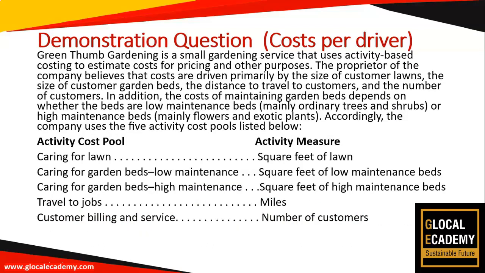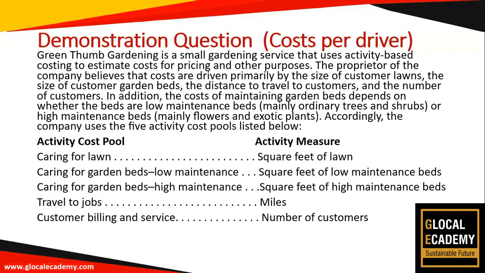Now this is the demonstration question we are doing now. In this question, there is a company called Green Thumb, a small gardening service that uses activity-based costing to estimate cost for pricing and other purposes. The proprietor of the company believes that costs are driven primarily by the size of customer lawns, the size of customer garden beds, the distance to travel to customers, and the number of customers. So there are 4 drivers.